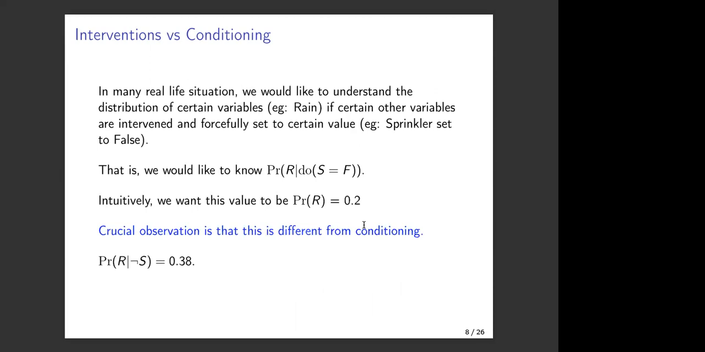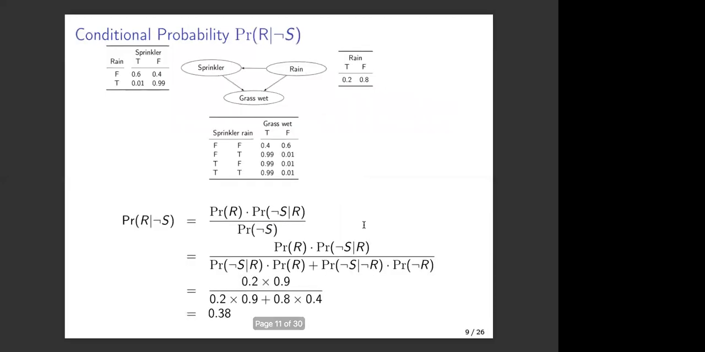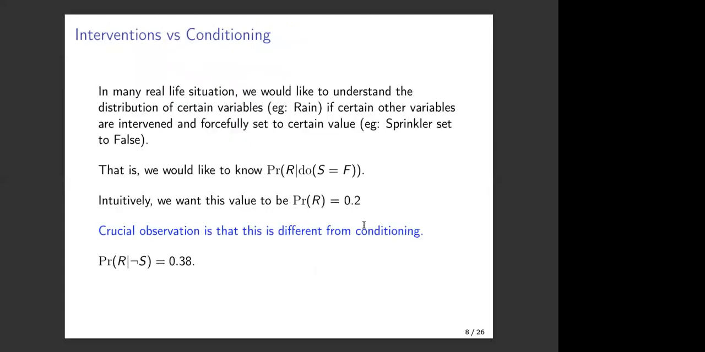The crucial observation is that it is actually different from conditioning. From the Bayes net, you can compute the probability of rain conditioned on the sprinkler taking the false value, that is, the sprinkler is observed to be false. This gives 0.38. Here you have the calculation: the probability that R is true when the sprinkler is false. You can use Bayes' theorem, compute this probability, and get exactly 0.38. So notice that this is very crucially different from what we want to achieve.